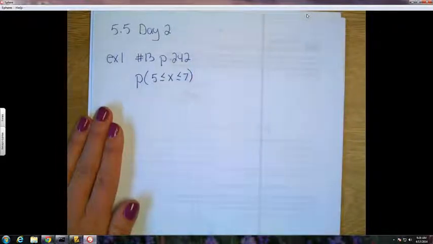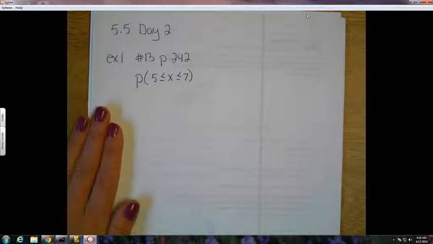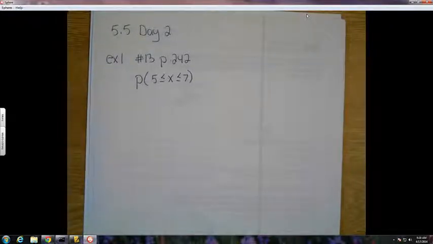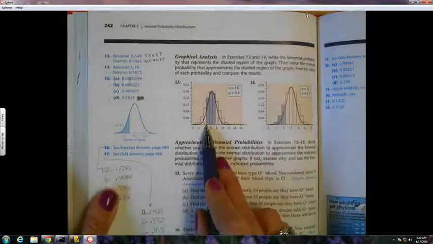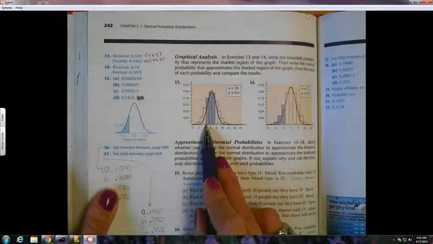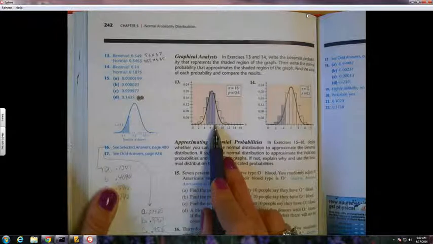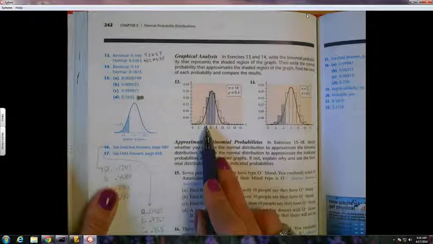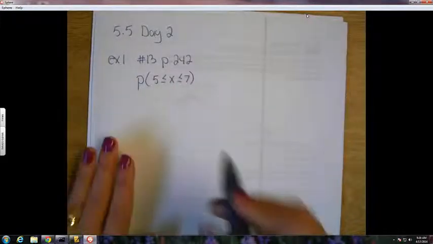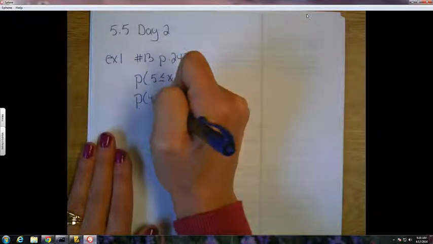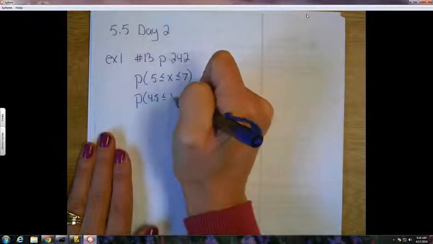There's the binomial probability. It says, then write the normal probability. That's that correction for continuity thing. So, where is the shaded region starting? It's starting at 4.5. Where is it finishing? 7.5. So we're going to correct each of those to 4.5 and 7.5. So the correction: 4.5 less than or equal to x, less than or equal to 7.5.